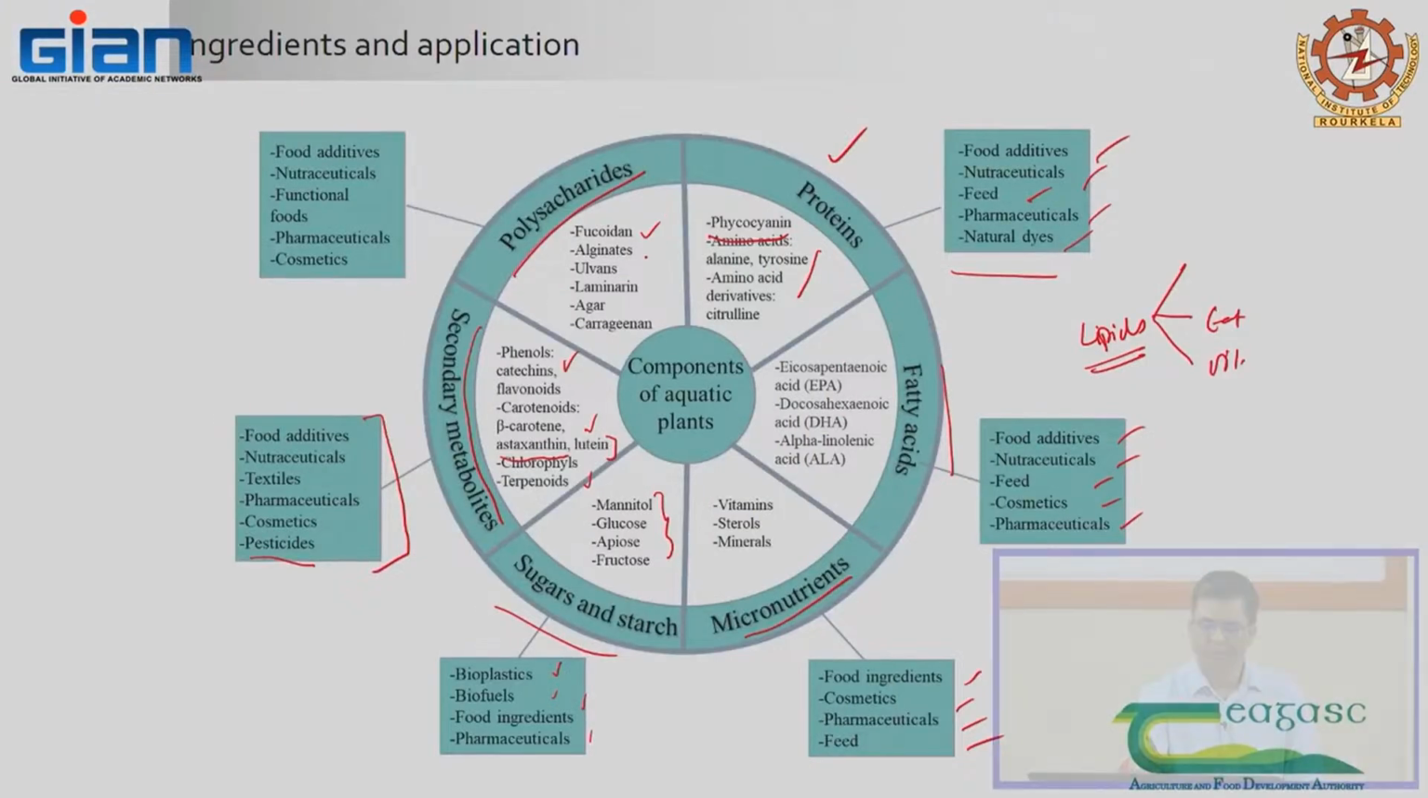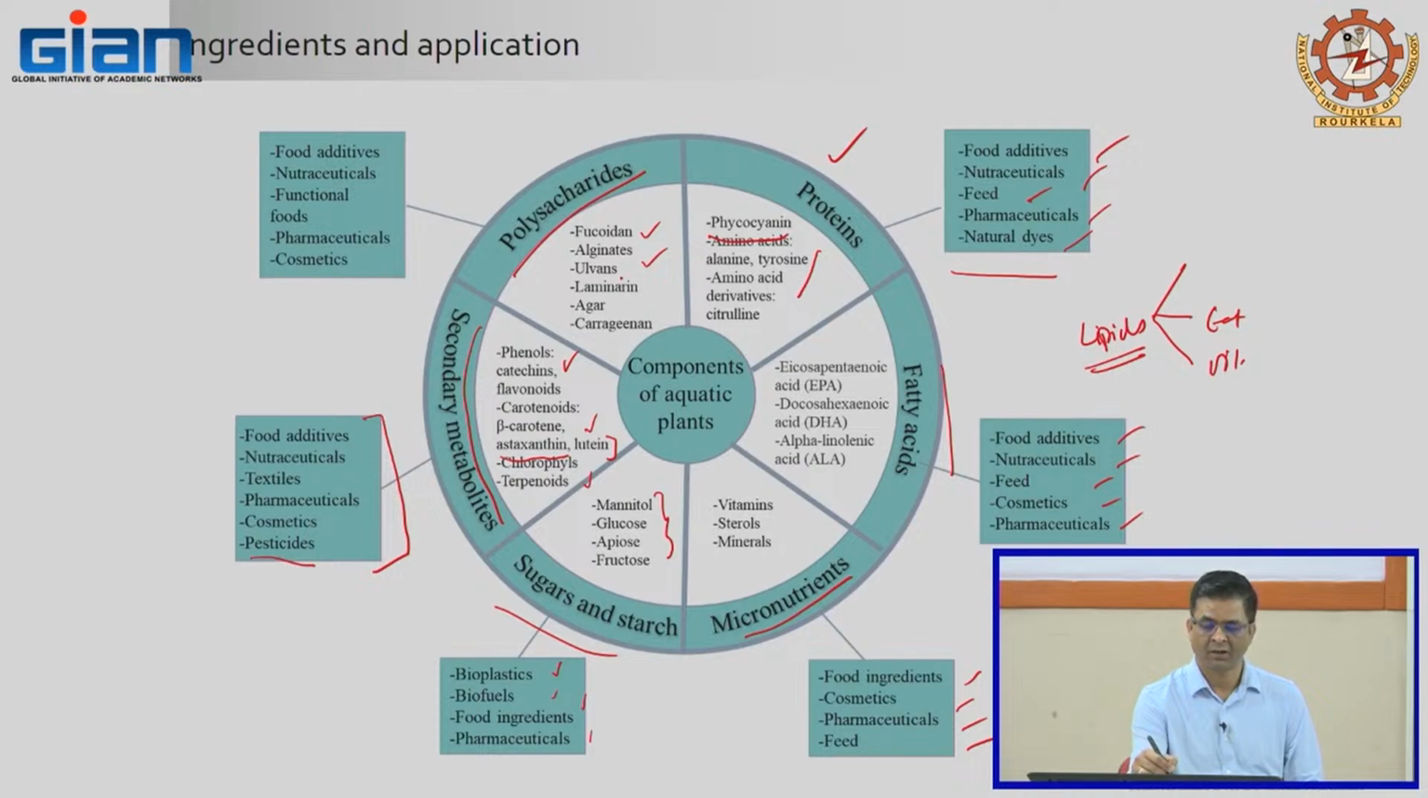Fucoidan, a sulfated polysaccharide; alginate from Saccharina latissima; ulvans from Ulva lactuca, Ulva species; laminarin is almost in every seaweed; agar mainly from Gelidium; carrageenan from Chondrus crispus. These are again polysaccharides. You have them as thickening agents, as fat replacers, as well as nutraceuticals, functional food, cosmetics and pharmaceuticals. So these are all ingredients and different applications. We can come up with new applications and new examples, but it will become slightly messy.